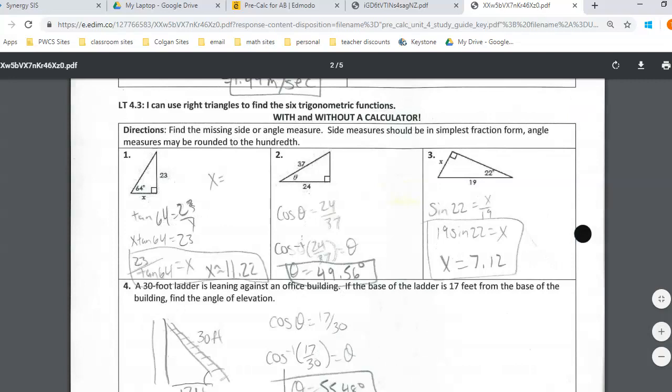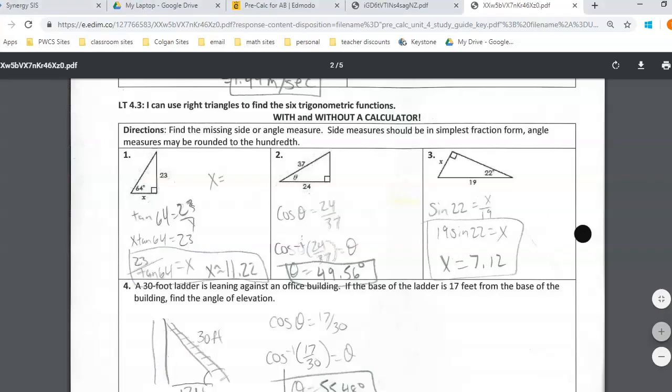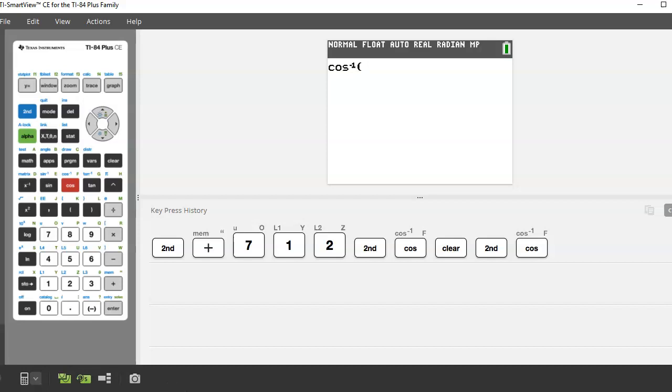So anytime you get a problem like this, where they do not give you the angle, think about, how could I find this angle? Well, I still have adjacent, I still have hypotenuse, so that's still using cosine. But since you're looking for the angle, you have to take the inverse. So whatever fraction you get, you're going to take the inverse of that. So that is right above your sine, cosine, and tangent in blue. So you would take the inverse of whatever that fraction was, and that's about 24 over 37.